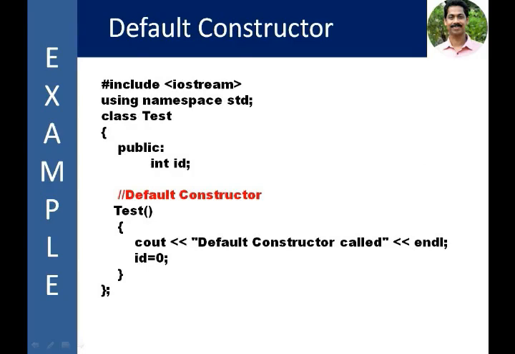This is an example for a default constructor. Class test, public int id. This is the only member variable of this class, which is defined as public. Then test is the constructor without any parameter. It is a default constructor, test. Here test is the name of the class. Then inside the constructor we have written a statement cout default constructor called, then id equal to 0. id is the member variable of this class and that id is initialized to 0 inside the constructor. Then end of the default constructor and then end of the class.